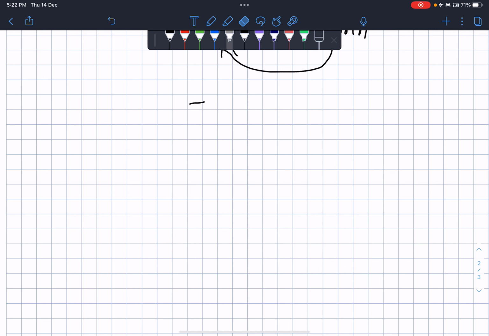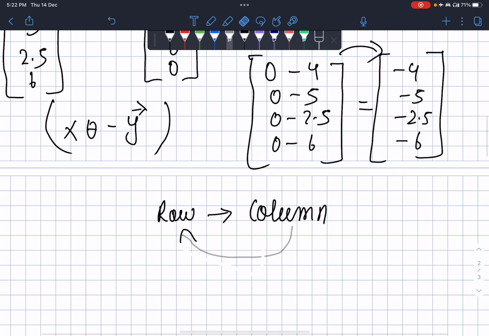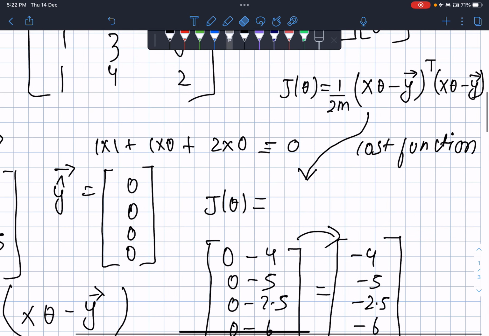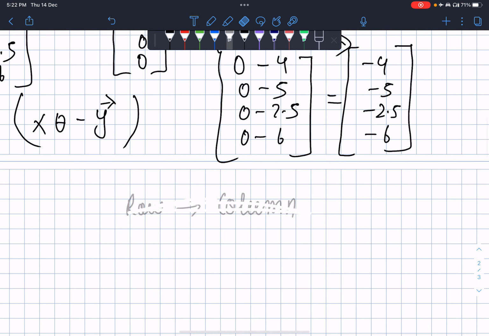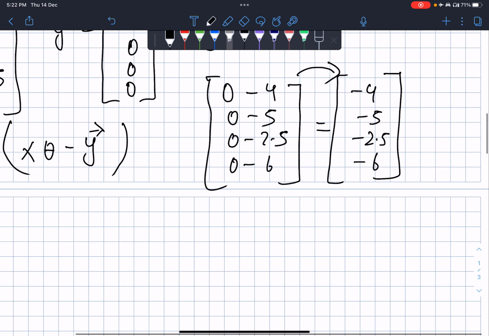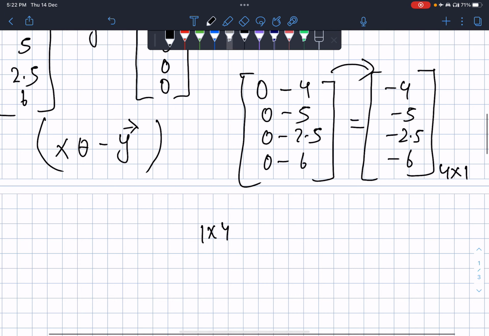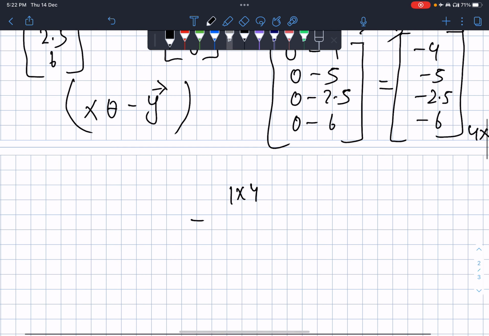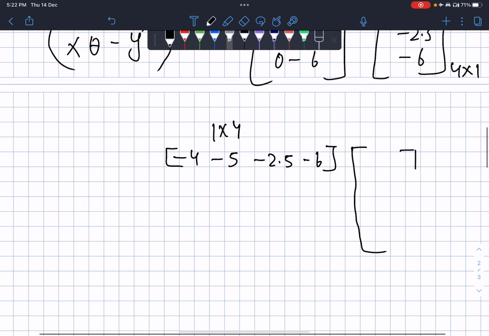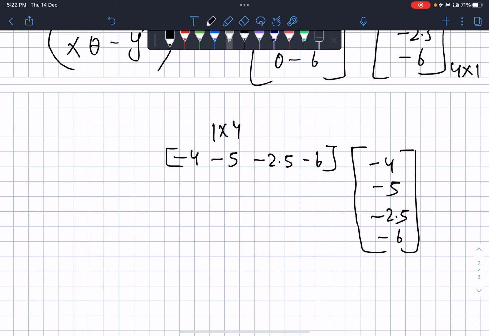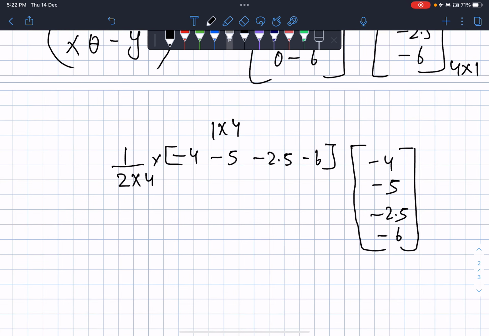Got it? Now we will transpose this matrix. We have 4 rows and 1 column, which is 4 by 1, so we will convert it into 1 by 4, which will be minus 4, minus 5, minus 2.5, minus 6. And the number of observations we have is 4.